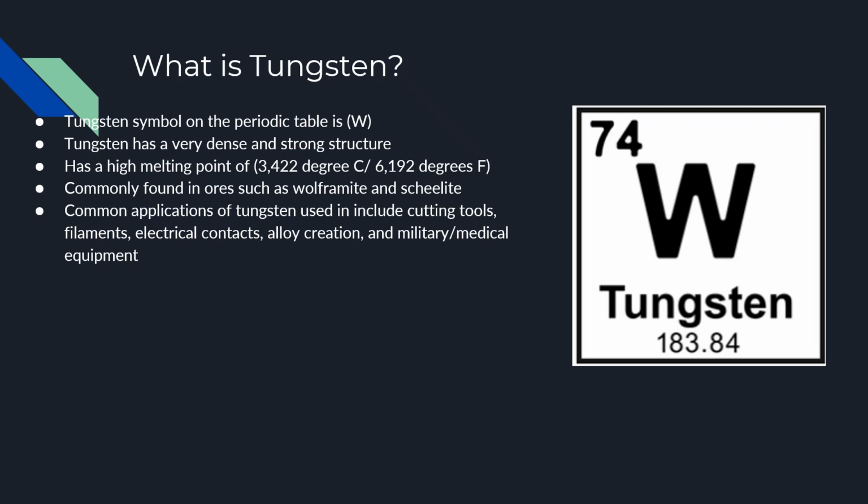What is tungsten? Tungsten is a remarkable element. It has one of the highest melting points of any metal, which is about 3,422 degrees Celsius or 6,192 degrees Fahrenheit. It is a very dense and strong material. You'll most often find it in ores like wolframite and scheelite. Because of these properties, tungsten is widely used in cutting tools, light bulb filaments, electrical contacts, and alloys, and even in medical and military equipment.